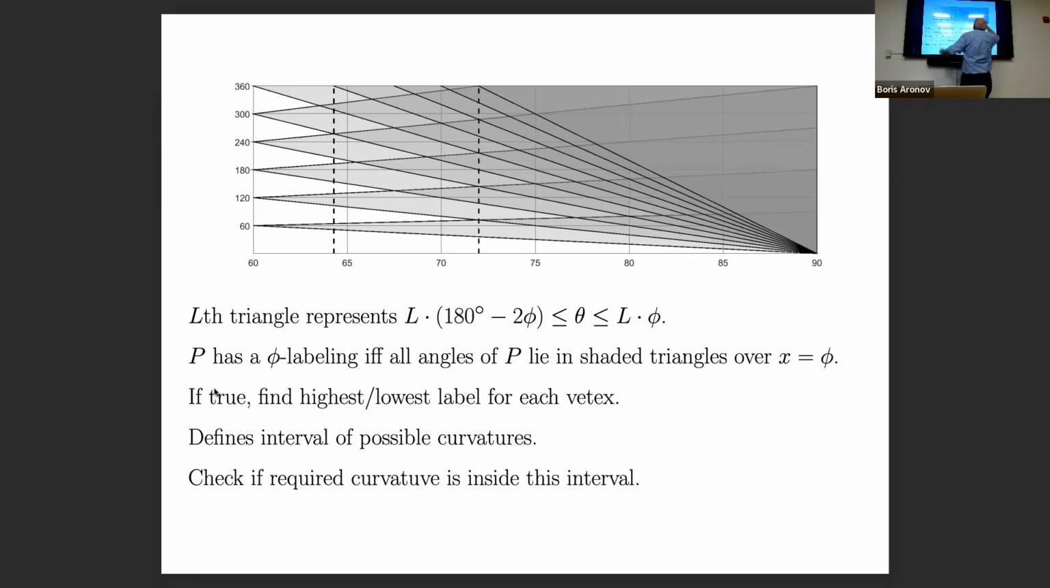And as you move out over here, when phi is equal to 90, it becomes a triangle. So the larger phi becomes, the bigger the gap becomes here. And what we need are all the angles to be in one of these triangles. So being in the bottom triangle here says that these inequalities hold with L equals 1. Being in the second triangle says these inequalities hold with L equals 2. The third triangle, L equals 3, and so forth. So we need all the angles to be in the shaded region, okay?